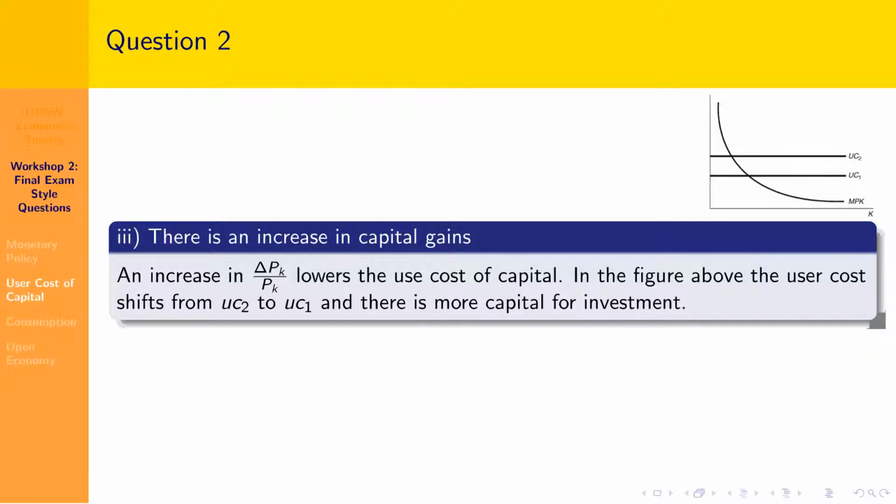3. There is an increase in capital gains. An increase in capital gains, which is represented by change in PK over PK, lowers the user cost of capital. In the figure above, the user cost shifts from UC2 to UC1, and there is more capital for investment.